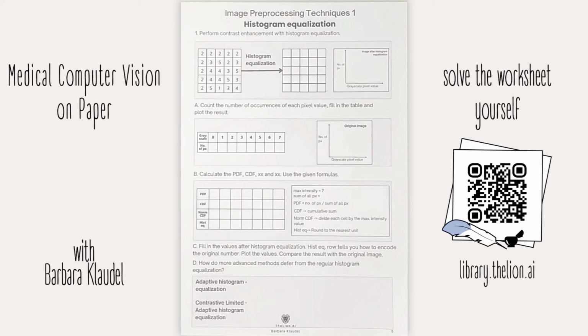In this exercise, we are going to get to know an important image processing technique, namely histogram equalization. This technique is used to improve contrast between elements of an image. So let's see how it's done.